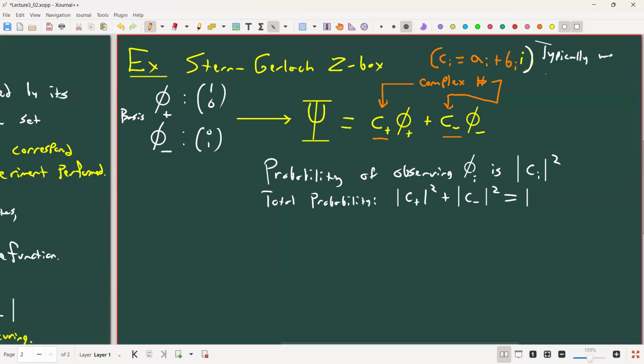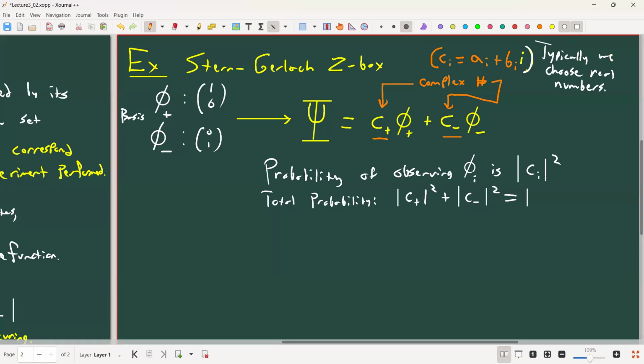Typically, we choose real numbers. We just set b to be 0. We'll see that there are useful cases when complex numbers are essential, and I'll try to explain why.